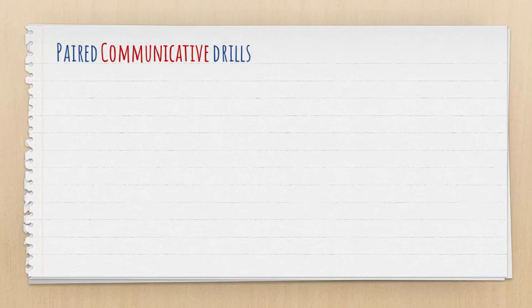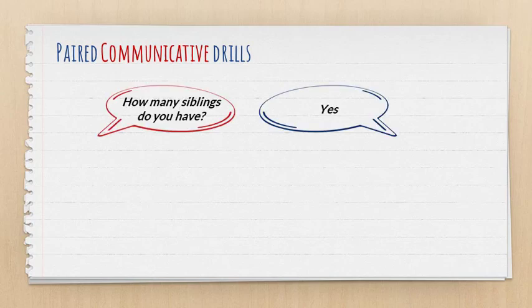And we unpack them in an episode of Unpacking Activities. Paired communicative drills involve students asking each other a series of questions. But what happens if a student just answers randomly? Like, "How many siblings do you have?" "Yes." It doesn't seem to matter because they don't need that information for anything, so they can just keep going.